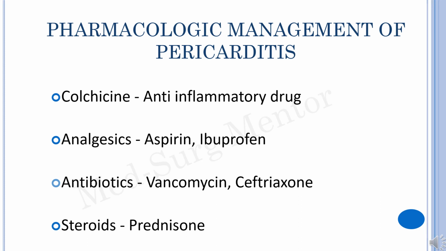Now let's move on to the pharmacological management of pericarditis. One of the commonly used drugs for acute pericarditis is colchicine. It is an anti-inflammatory agent that works by inhibiting tubulin polymerization, thereby interfering with the inflammatory cycle. Other commonly used drugs are analgesics like aspirin and ibuprofen, antibiotics like vancomycin and ceftriaxone, and steroids like prednisone.